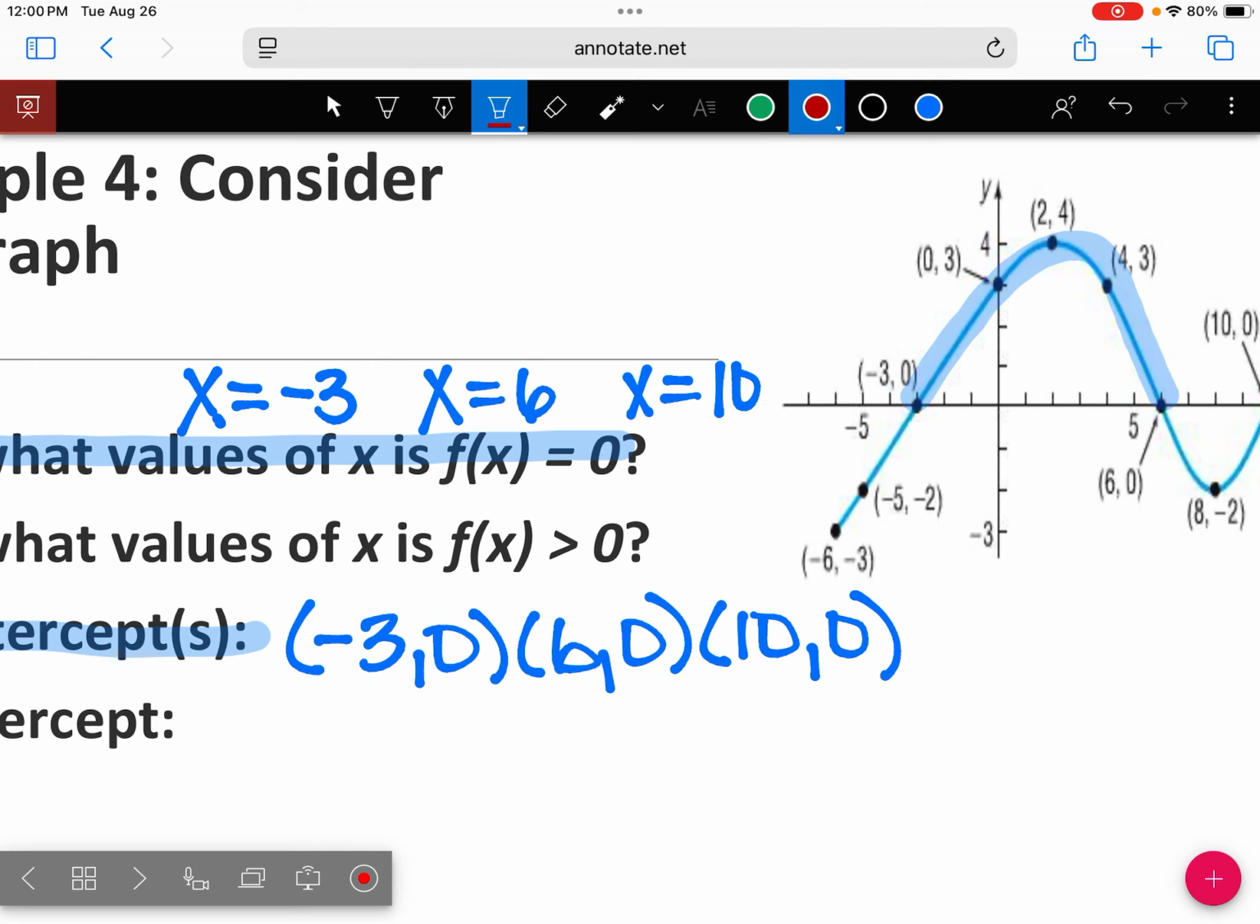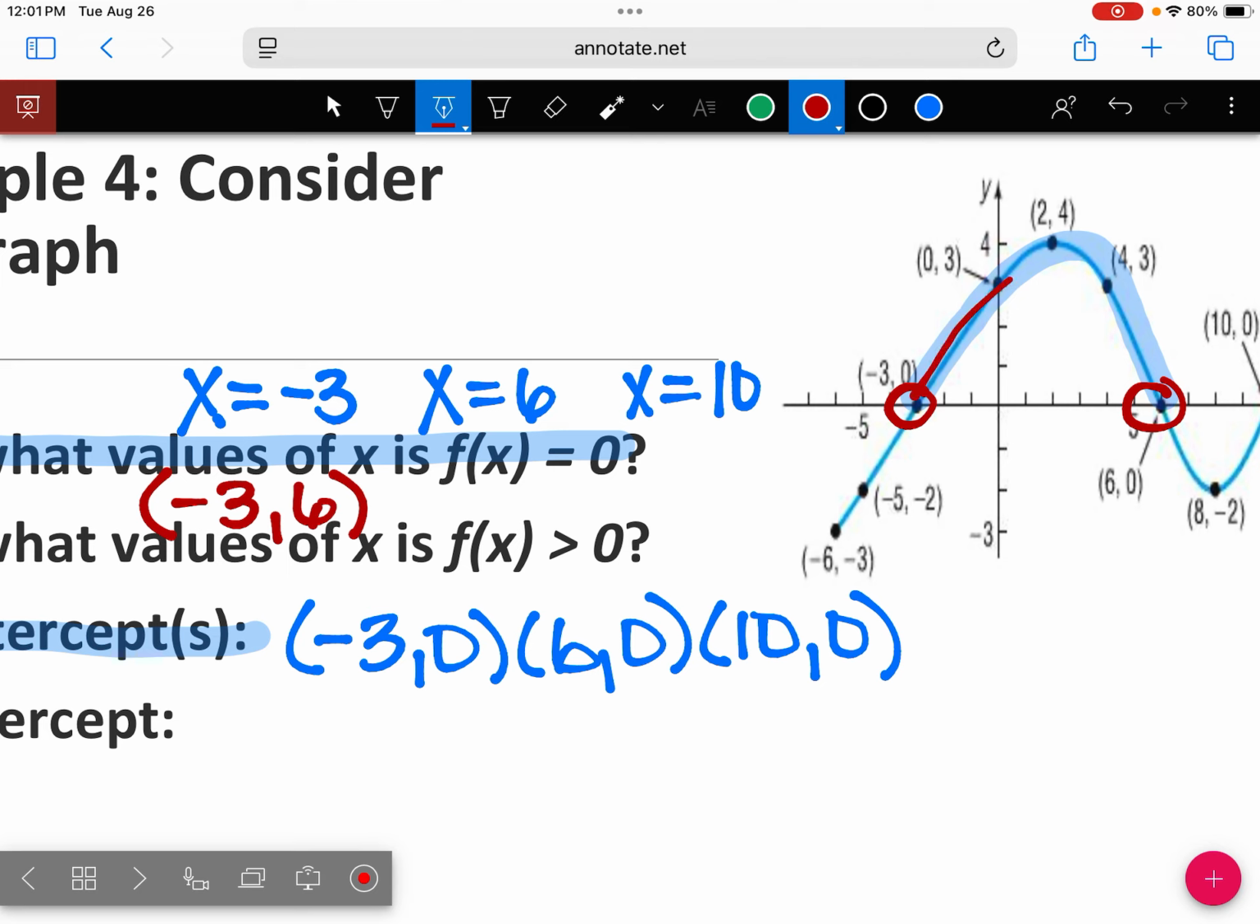So right here, this is where it starts to become positive. So between here and here. So that's between what and what on the x-axis? -3 and 6. Now, I'm not going to put brackets because we don't want to know when it's equal to 0. We want to know when it's greater than 0. And that would be between -3 and 6. That's the first part.